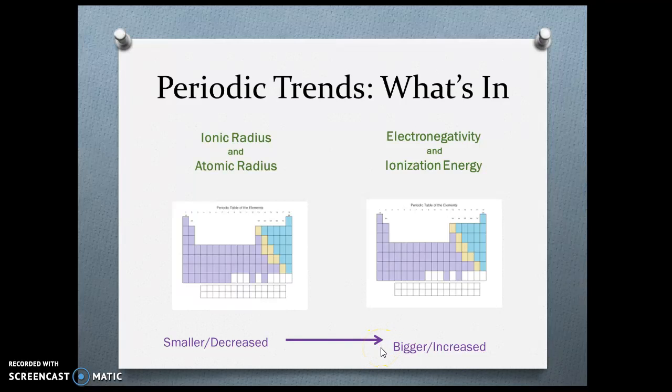In ionic radius and atomic radius, as the grouping goes down, the periodic table trend increases, but as it goes farther to the right, it decreases. Whereas in electronegativity and ionization energy, as the periodic table goes farther down, the trend decreases, and the farther right you go, the trend increases. Remember this, it's vitally important.